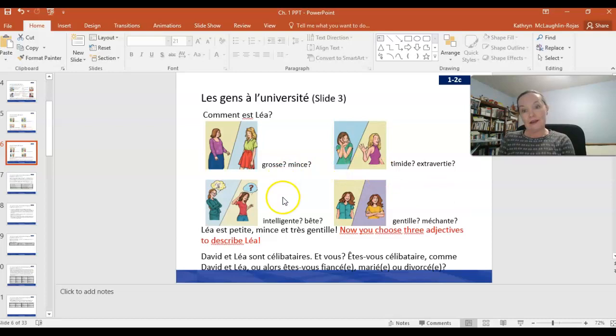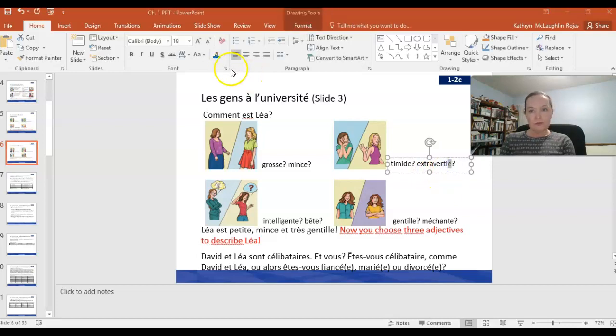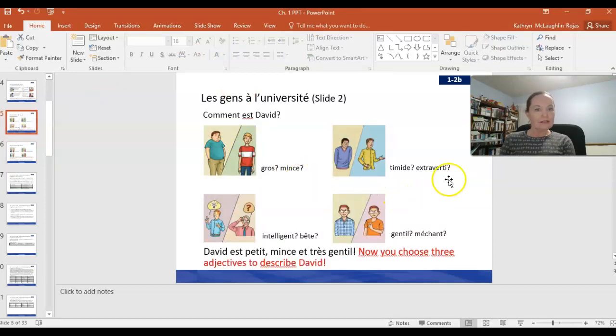So I can say elle est grosse instead of gros. Mince, this one doesn't change. It's the same for masculine or feminine, and some adjectives are like that. Elle est timide, extravertie. Timide stays the same, but extravertie adds an E to the end. Okay, and you might notice if we go back and look at the previous slide, extravertie does not have an E when we're talking about a male.